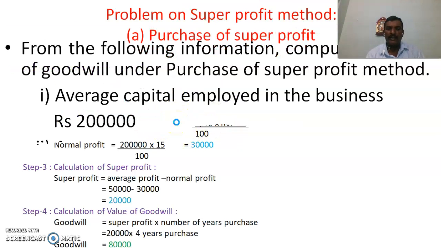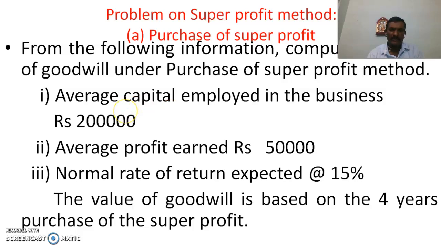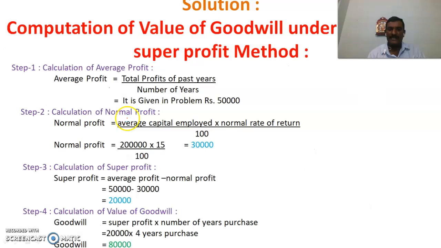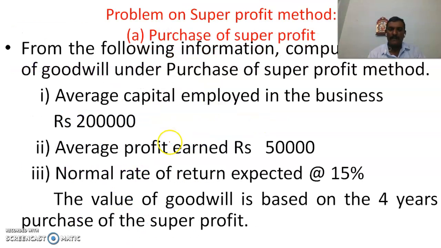So look at the problem. Here they were given the first item as average capital employed in the business, rupees 2 lakh. The same amount of 2 lakh is to be taken here, right? And into normal rate of return. So here normal rate of return is given in the problem. It is at 15%. The third information is given regarding that.